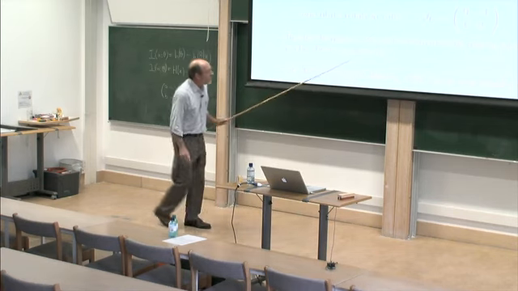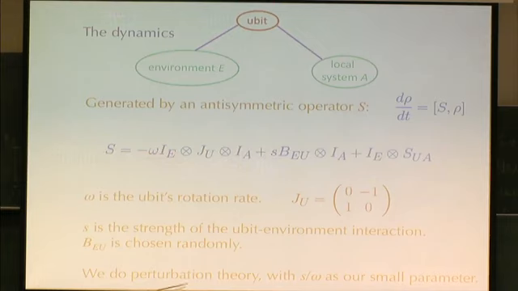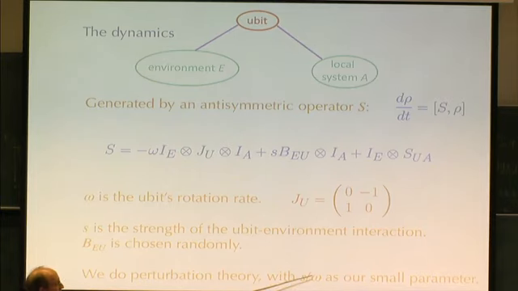So I think I've said everything here. Basically, our tools here are numerical analysis and perturbation theory. We do a lot of perturbation theory with this ratio: the strength of interaction between u-bit and environment divided by the rotation rate of the u-bit. That is our small parameter that we perturb in.